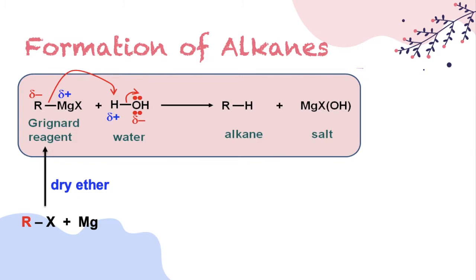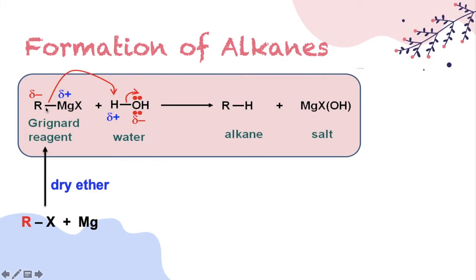So this is the synthesis of alkanes using Grignard reagent. First, formation of Grignard reagent: haloalkane reacts with magnesium in dry ether, and the R group bonds to MgX. This is the Grignard reagent. So the Grignard reagent must react with water to form alkane and salt.